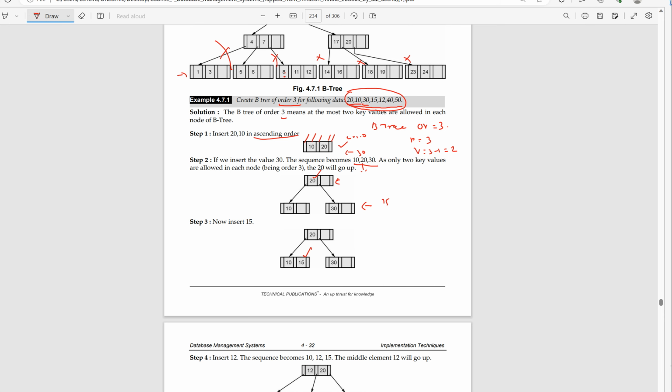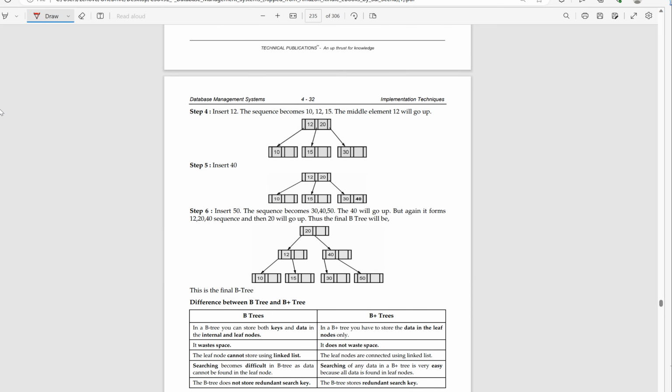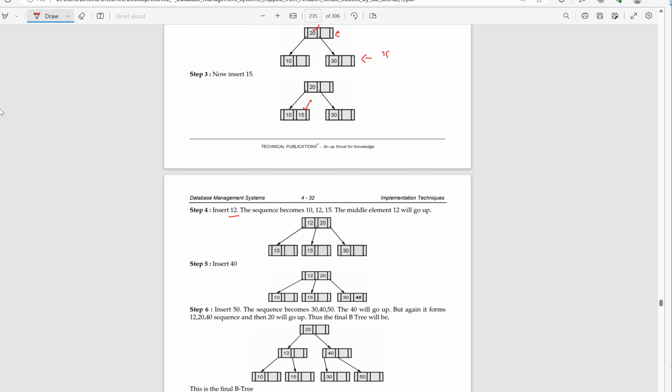So it's simple. And then we are trying to insert 12. 12 is lesser than 20, so 12 should have come here, but since already 2 elements are there, we cannot insert there. So we are again breaking this. Since 12 cannot be inserted here, we find the same middle element, so 12 goes to the upper side. So then the tree is structured here.